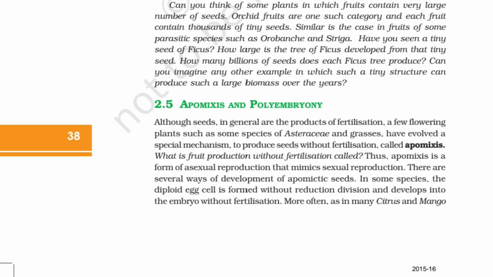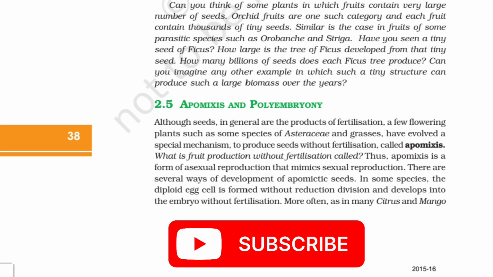Have you seen a tiny seed of ficus? How large is the tree of ficus developed from that tiny seed? How many billions of seeds does each ficus tree produce? Can you imagine any other example in which such a tiny structure can produce such a large biomass over the years? 2.5 Apomixis and polyembryony.